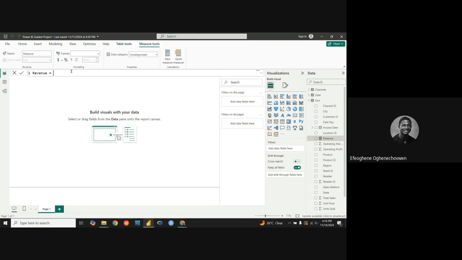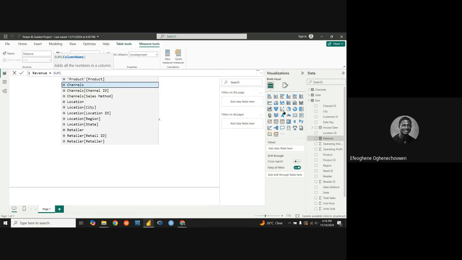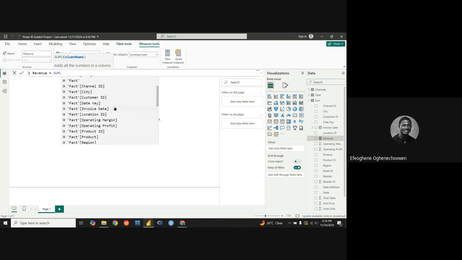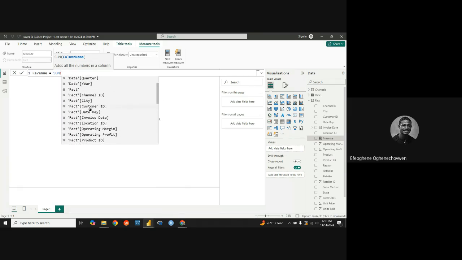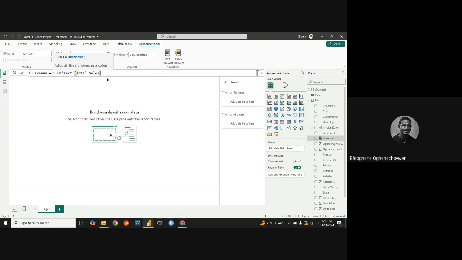To calculate our measure using the sum function. Remember what the sum function does. So this is where we reference our fact table. All right. Where's our fact table? So this is the total sales. Sales is also referred to as revenue.